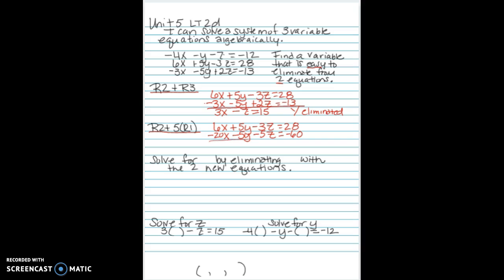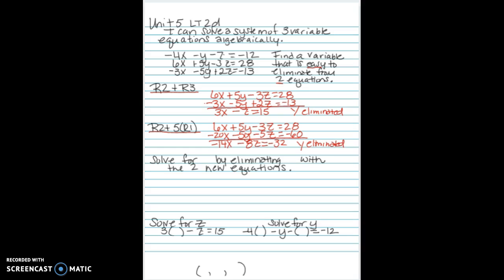I add the two equations together. 6x plus negative 20x, negative 14x. 5y plus negative 5y cancels. Negative 3z plus negative 5z, negative 8z, and that equals 28 plus negative 60, which is negative 32. And again, the y has been eliminated.